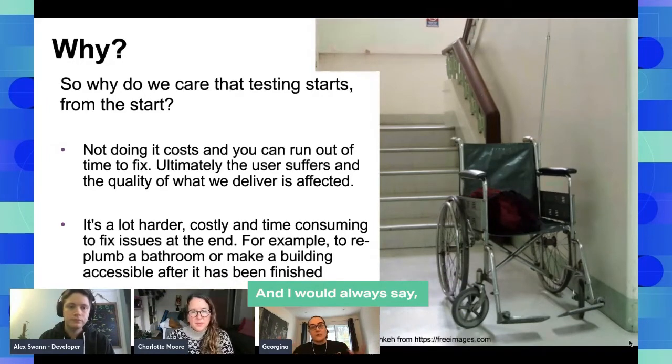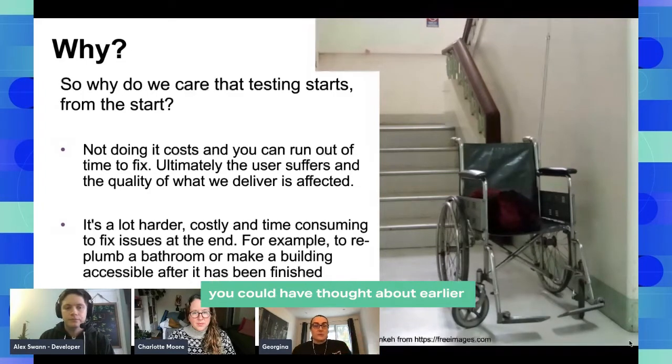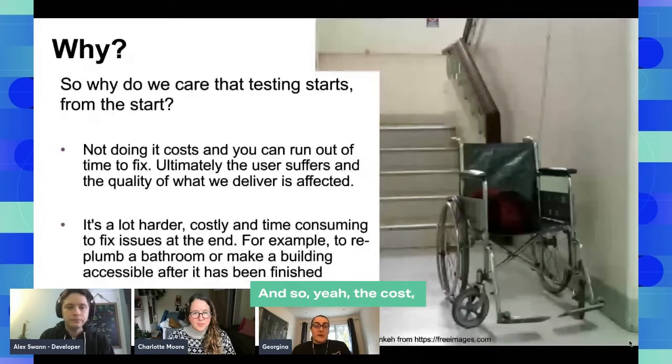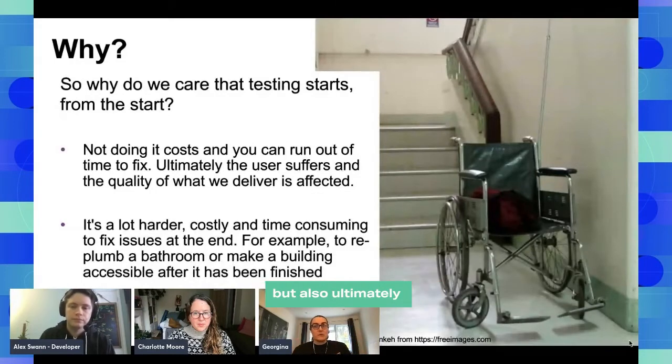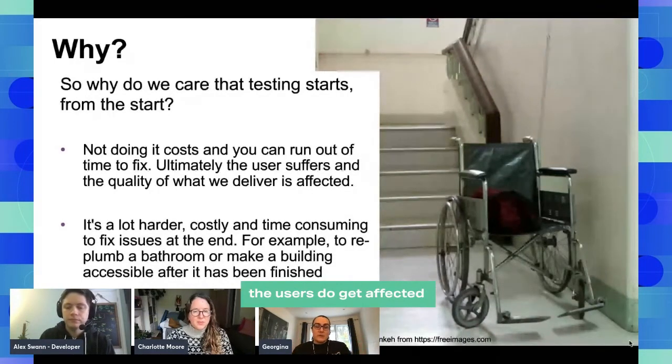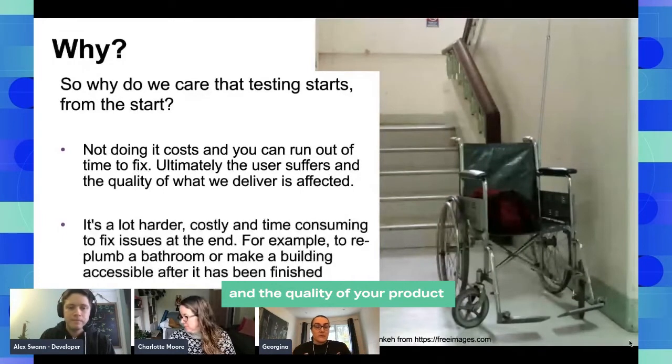And I would always say, consider that scenario. Think to yourselves, is that something you could have addressed earlier, or thought about earlier, that helps you in the long term effectively? So yes, there is the monetary cost and development cost in time right towards the end, but ultimately the users do get affected, and the quality of your product does get affected by that.